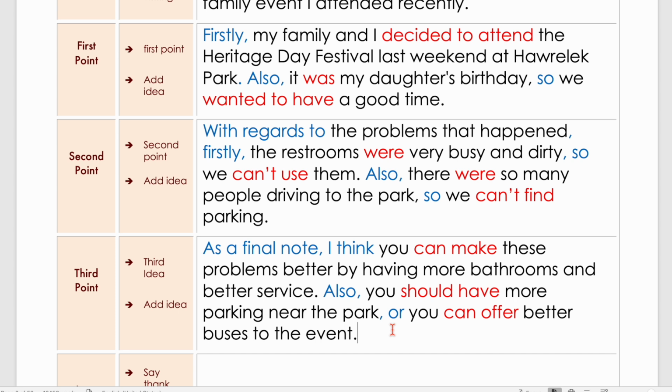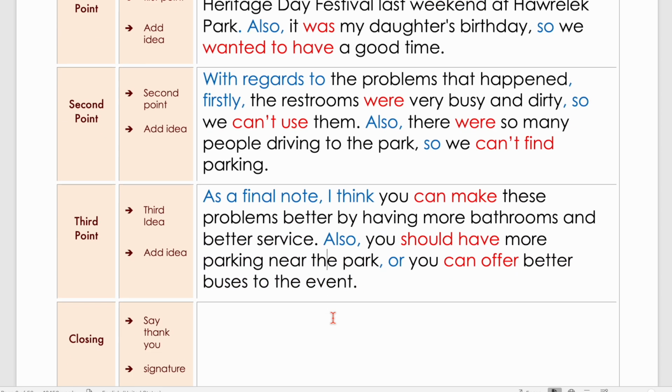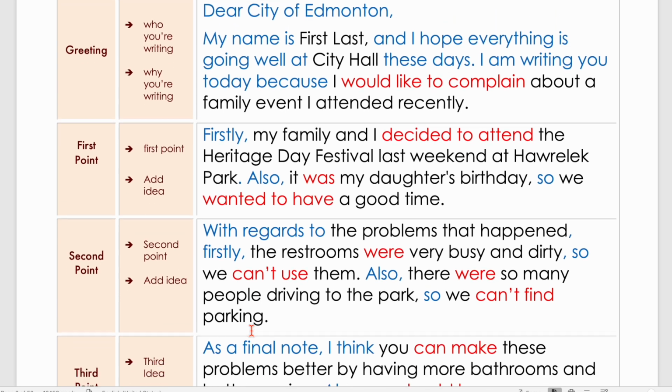Very good. So, did we answer the point? How can we improve? Yes, having more bathrooms and better service in the bathrooms. By having. We made a connector there with by having. Should have more parking or. We used or as a connector there. Very good, everyone. So we answered the point. We have to make sure it's clear. And now we get to the closing. Say thank you and put your signature.